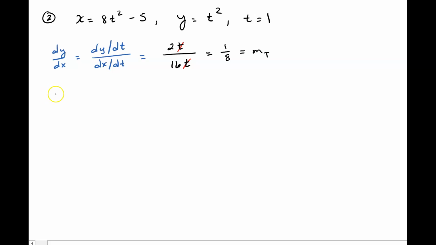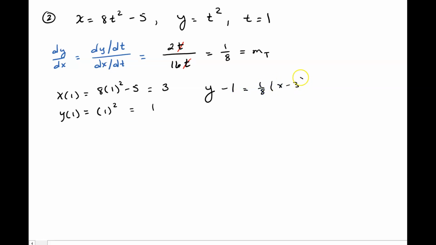What we're going to do next is evaluate 1 at x and y. We're going to say x of 1 and y of 1, but this is fairly straightforward as well. We plug it into the original functions that they gave us. What do we get? Well, we have 1 squared is 1 times 8, 8 minus 5, 3. And then this is just 1 squared, which is just 1. So we have enough information to point slope this. We're going to say y minus 1 equals 1/8 times x minus 3.